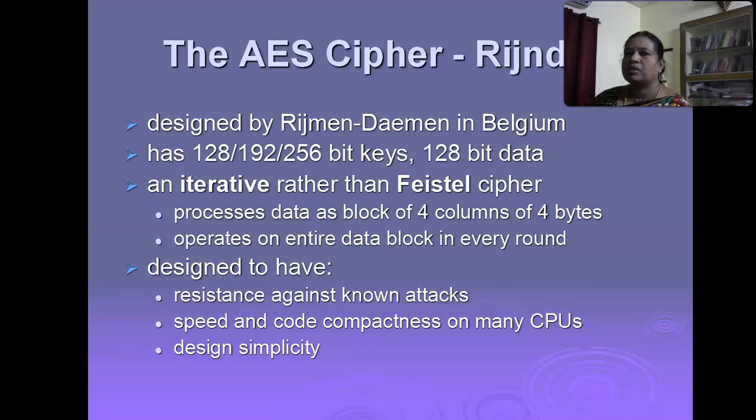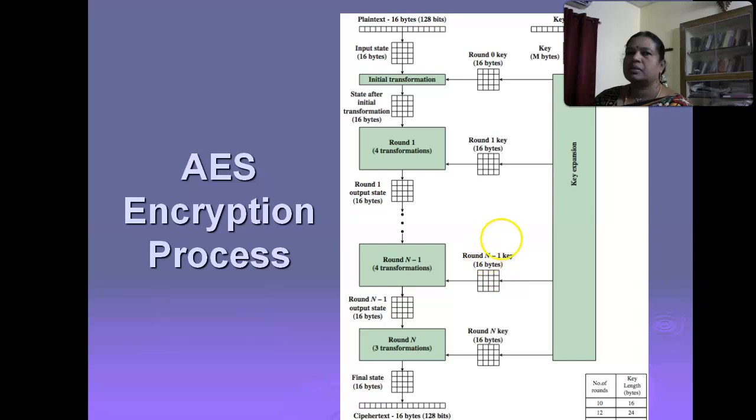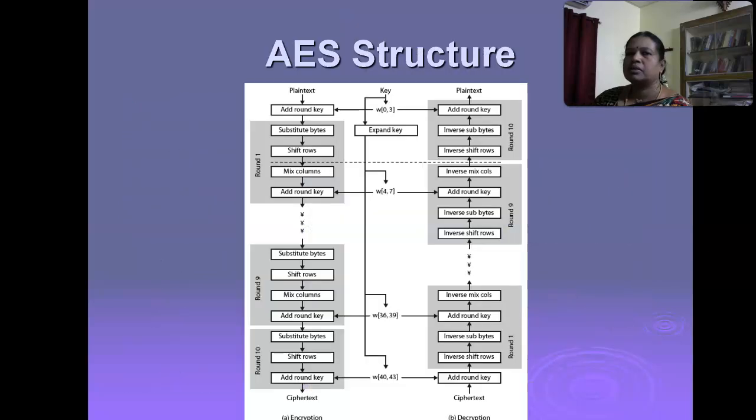It processes 128-bit data. It is an iterative rather than Feistel cipher, and it processes data as a block of 4 columns of 4 bytes, operating on the entire data block in every round. It is designed in such a way that it goes through 5 steps. This is the diagram showing the AES encryption process, starting with the plain text and then the rounds it goes through. Next we are going to see the AES structure.